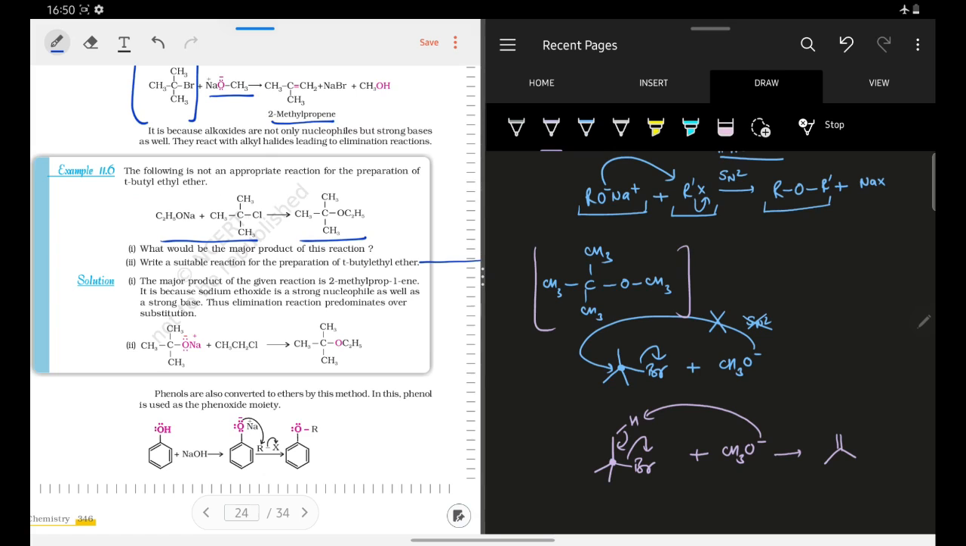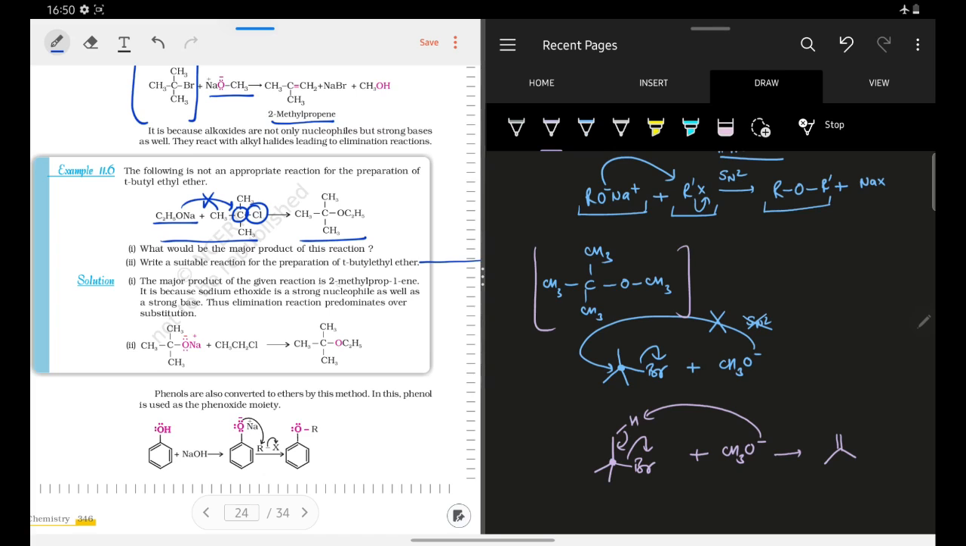If you do this reaction, it will lead to the formation of your alkene, so elimination will occur. Why? Because this alkoxide will actually act as a base, and this is a 3-degree alkyl halide. It will not lead to your substitution product. Why? Because this carbon atom is very sterically hindered, and this negative charge will not attack this carbon atom. This attack will not occur, so elimination will occur and your alkene will be formed.